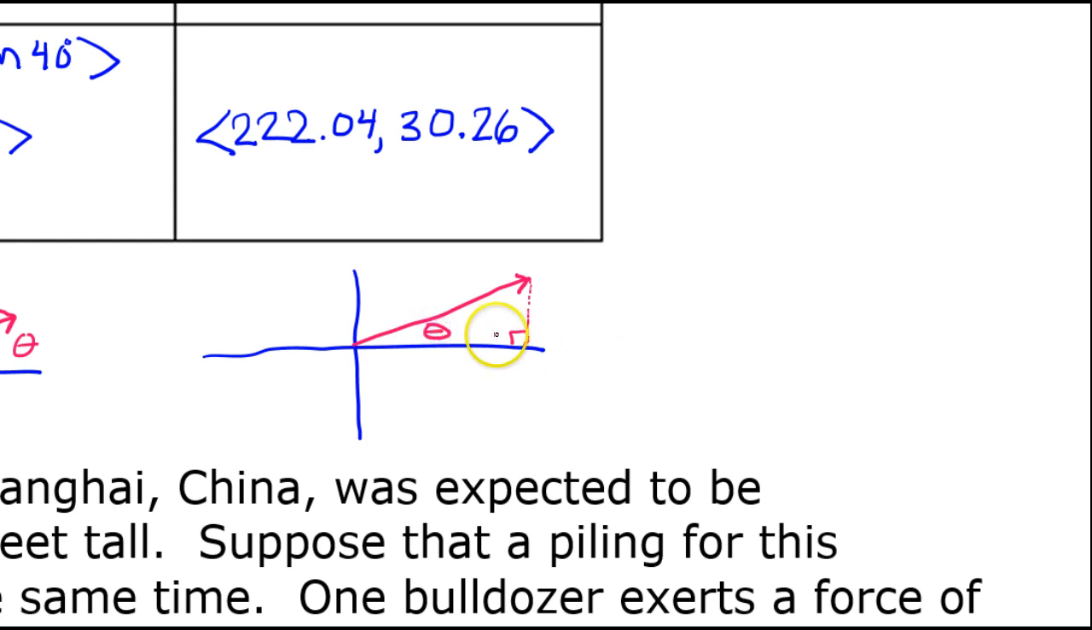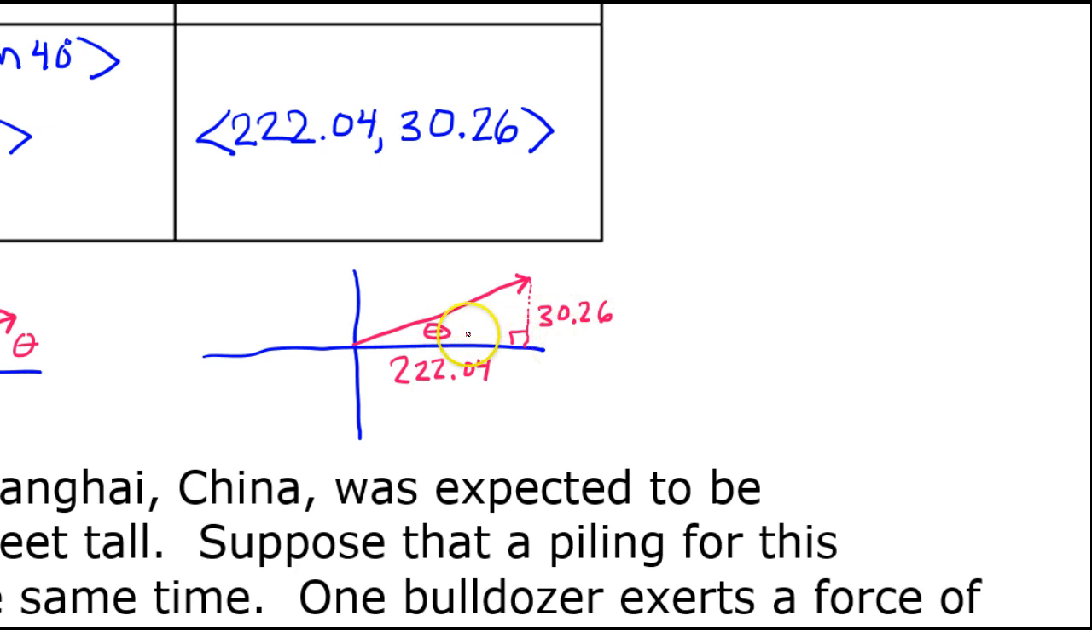Very often I have to put an R in here, called the reference angle, and often I have to subtract from 180 or add to 180 or subtract from 360. But if it's in the first quadrant, that's the one time that I don't have to subtract or add. I can just use the angle that I get. So anyways, the horizontal component goes here, 222.04.